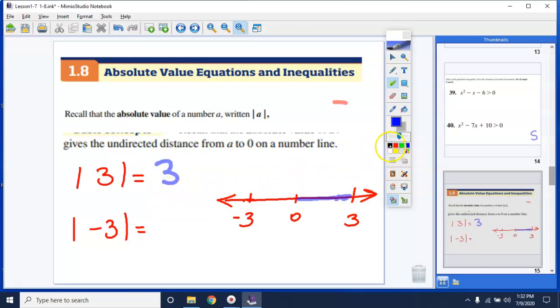The same idea applies here. What's the distance from negative 3 to 0? How far is it? It's going to be 3 units away, right? Distance cannot be a negative number. You cannot say, oh, I go to HEB, it's negative 2 miles. You cannot say that. Distance has to be always positive. So absolute value always has to be a positive value.